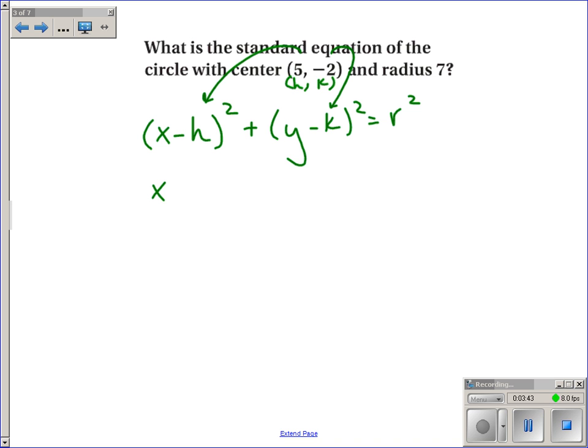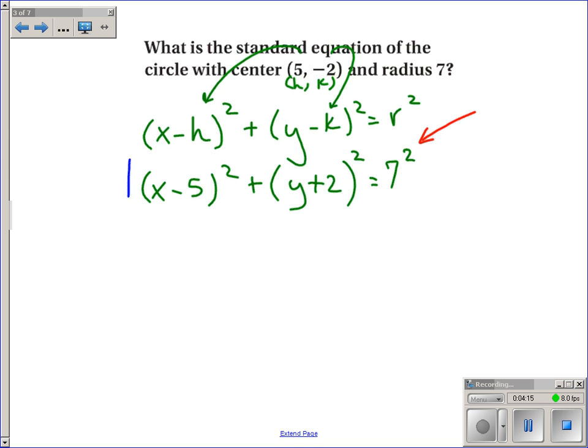So x minus 5 squared plus y, let's see here, minus k, but k is -2. So if I subtract a -2, it's y minus a -2 squared is equal to, the radius is 7. Now it's 7 squared. It's a very common mistake that students forget to square the radius. Okay, so this is the equation of our circle, and you can leave it like this, or you can multiply 7 squared and get 49, but I would take this as a correct answer.